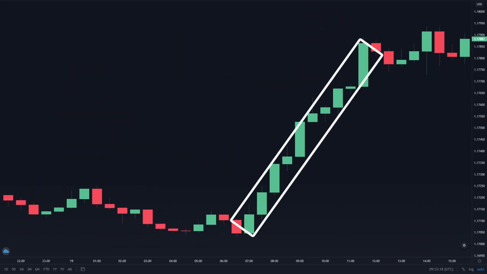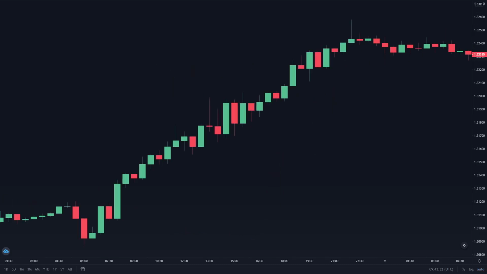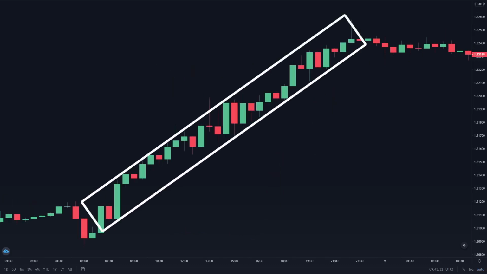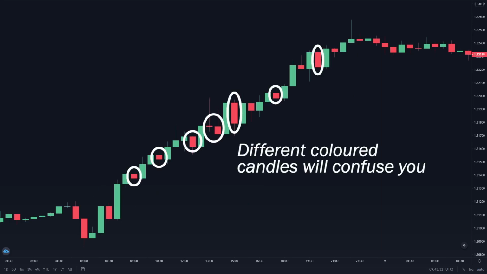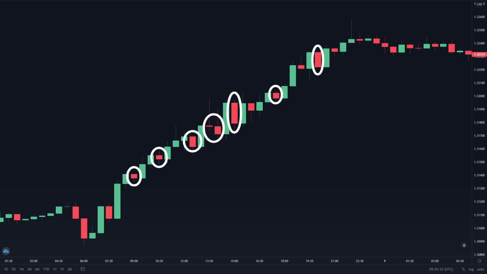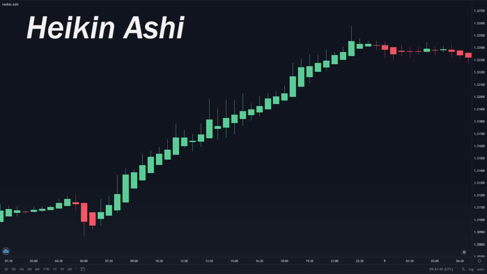When trading, finding a trend isn't as simple as you think. A trend doesn't normally look like this, where the candles are all the same color. Most trends actually look like this. In hindsight, this may look easy, but if you're trading real time, these different colored candles will confuse you and might give you false signals. Instead of looking at these annoying candles that might display false signals, using the Heikin Ashi, you would instead see all the candles with the same color, so it's easier to identify the trend in real time. That's what the Heikin Ashi is for. It can help eliminate noises and shows a more clear view of the market's direction.